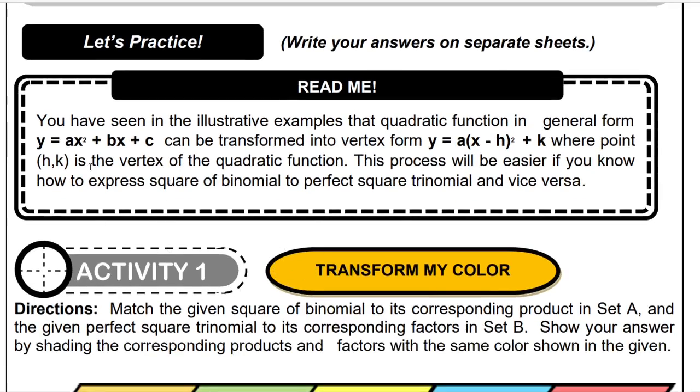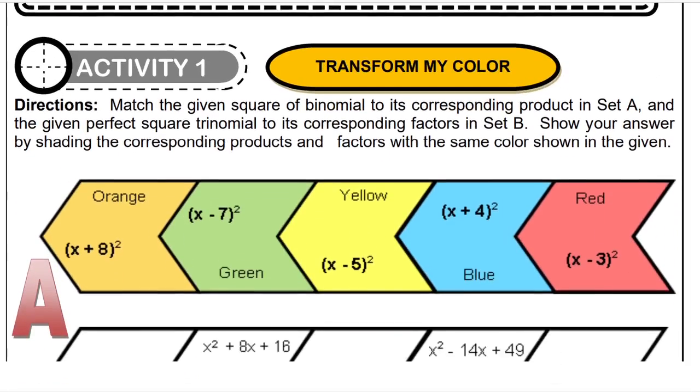So we have here, read me. You have seen in the illustrative examples that a quadratic function in general form, which is this one, can be transformed into vertex form, which is in this form, where point (h, k) is the vertex of the quadratic function. This process will be easier if you know how to express the square of a binomial as a perfect square trinomial and vice versa. So we have here activity 1.